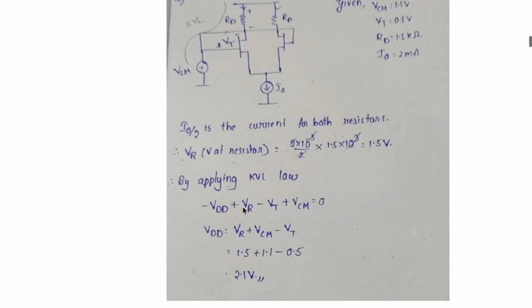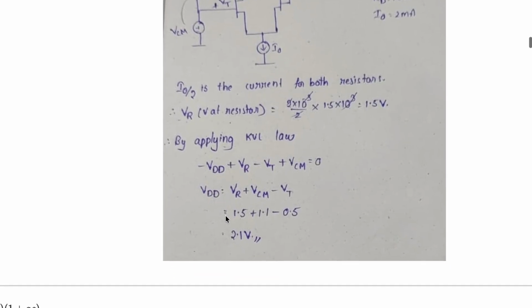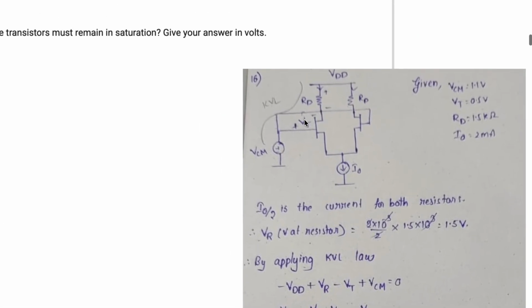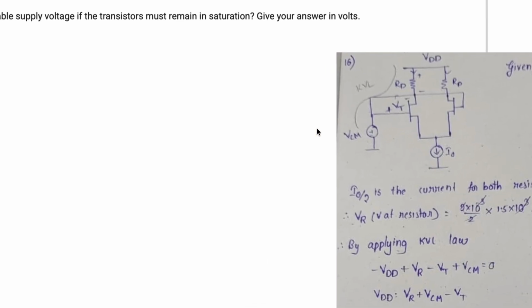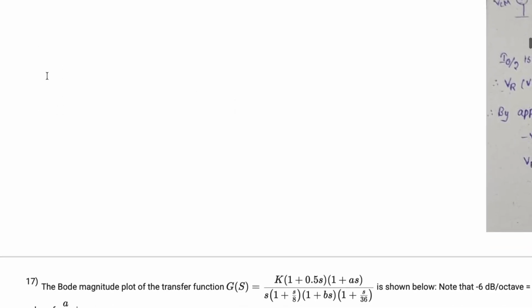Now apply KVL to the outer loop. So minus VDD plus VR minus VT plus VCM is equal to 0. By doing this, we get VDD as 2.1 volts. That's it. This is the easiest question, but we have to mention the sign of the VT with the polarity, here plus minus, here also plus minus. Everything will be plus and minus only, so don't write it as minus and plus. So here the option is 2.1 volts.